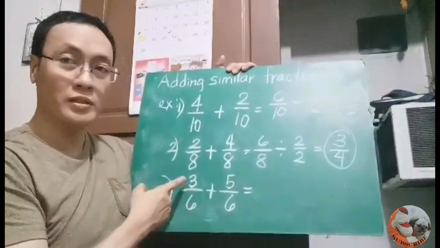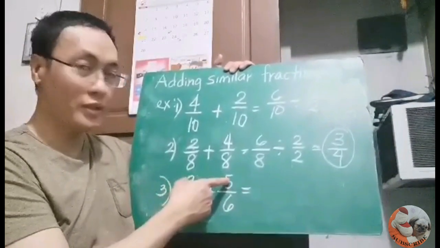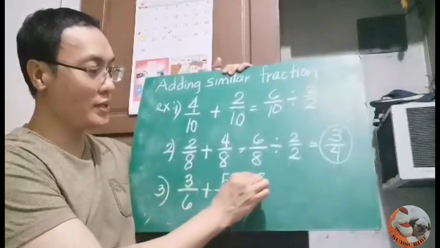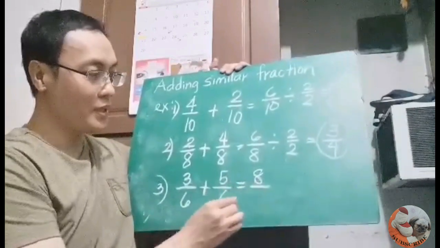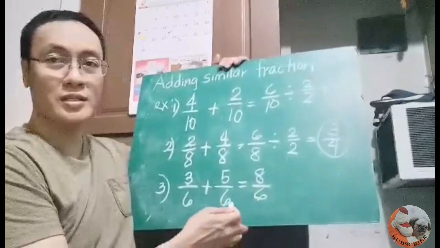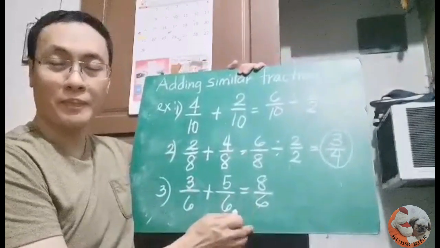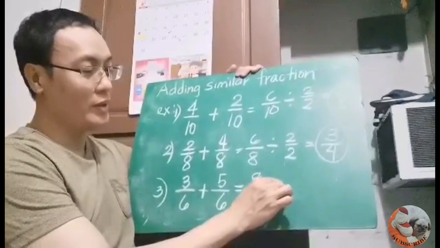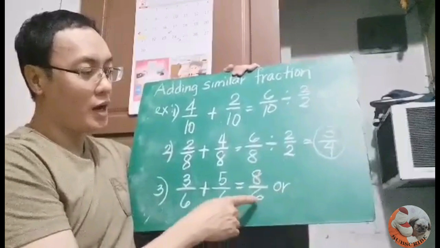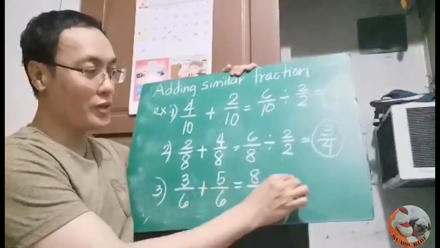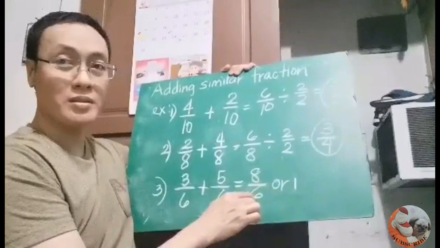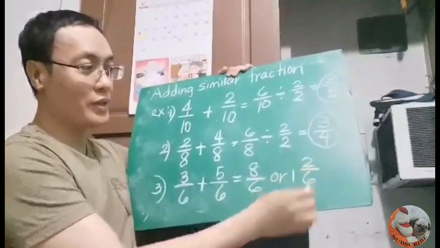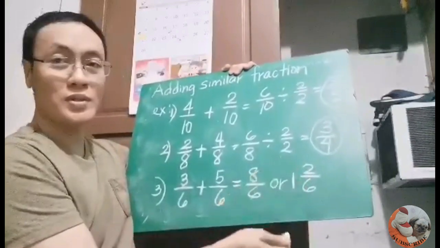Okay, how about this one? Again, add the numerator to the other numerator. 3 plus 5 is equal to 8. Then, copy denominator 6. So 8/6 is in an improper form. Change this to mixed number. Or, how many 6 are there in 8? So there is 1. How many remain? So that is 2. And then copy denominator 6. So the answer is 1 and 2/6.